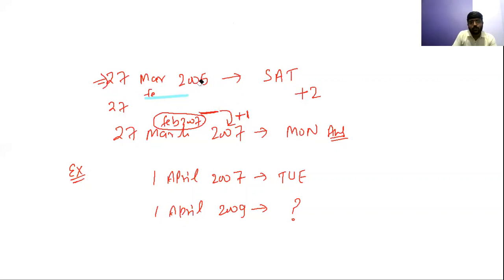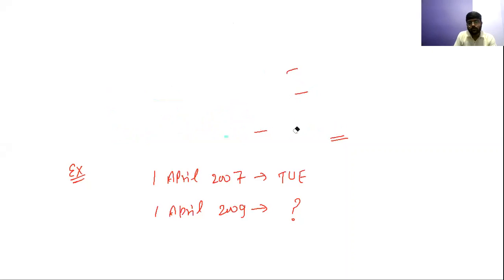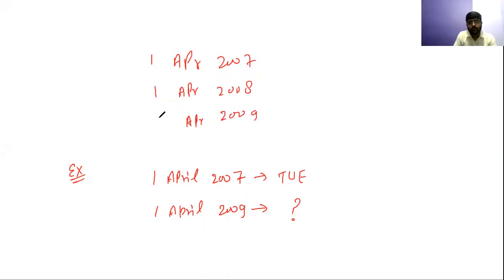See, the concept for this will be very simple again. You just need to go one by one. I write here again, 1st April 2007 I have given. So from 1st April 2007 I will go to 1st April 2008, and then from 2008 I will go to 1st April 2009. This we need to find, and 1st April 2007 is given to me as Tuesday.